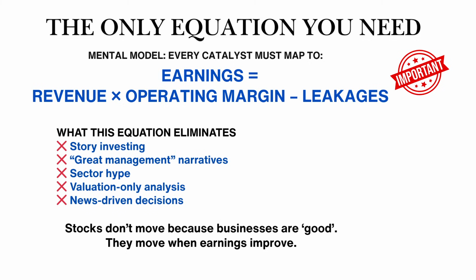Why does this equation matter? Because we as investors generally fail because we don't have any starting point. We start jumping from news to news, social media to social media, stock to stock, opinion to opinion. We don't have a proper framework. And this equation forces structure. It gives you a framework which you can use immediately. It simply tells us whether revenue will increase or decrease, whether margin will improve or not, and whether there are any leakages which are eating earnings. It simply eliminates story investing. It eliminates vague great management narratives. It cuts out sector hype, and it prevents valuation-only analysis, because none of these matter unless earnings actually improve. Now of course, in the next couple of slides I will try to break down this equation.